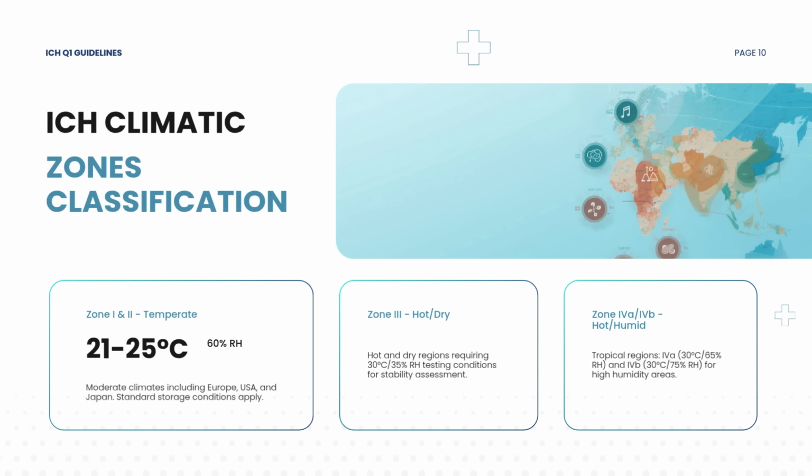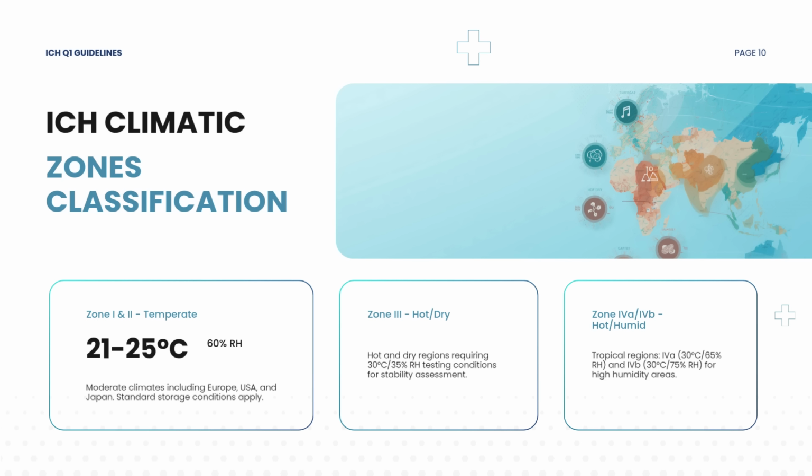Moving on to zone 3, which represents hot and dry regions. In these areas, the required testing conditions are 30 degrees with 35% relative humidity. This ensures that products remain stable under drier conditions.